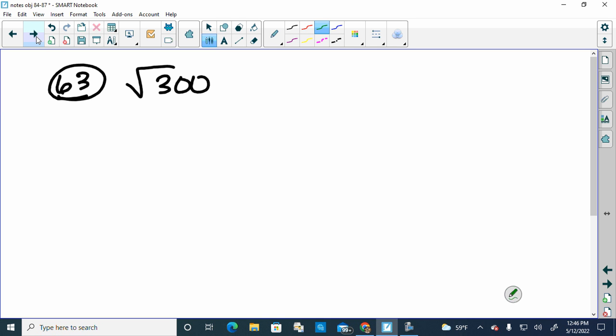Okay, so 63. This is the first problem. So obviously these notes will be worth significant points towards the lesson. A little bit longer.